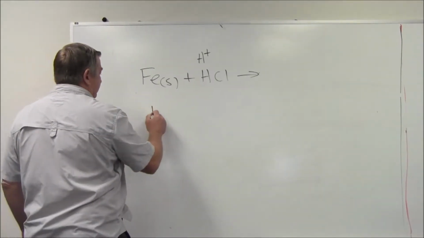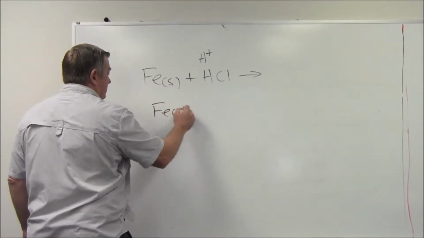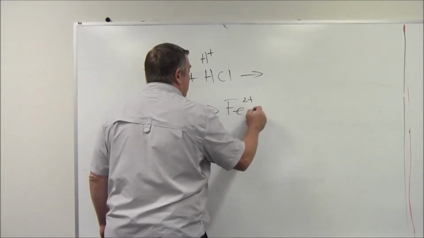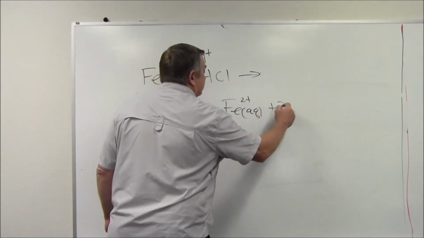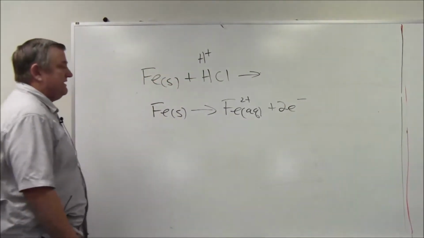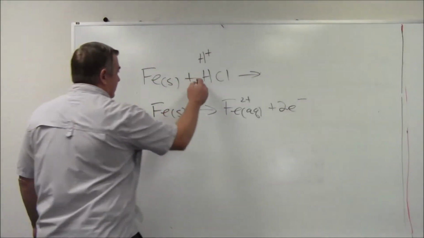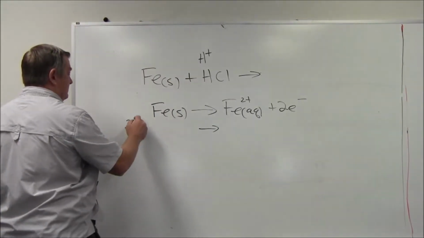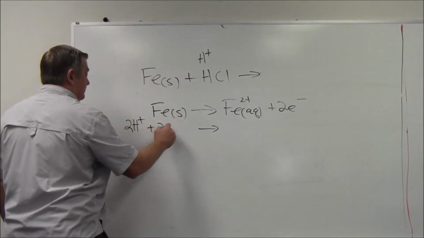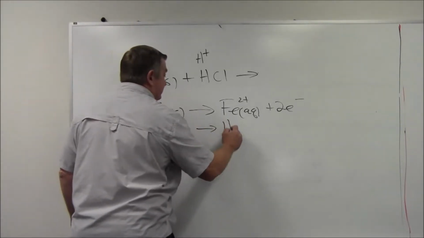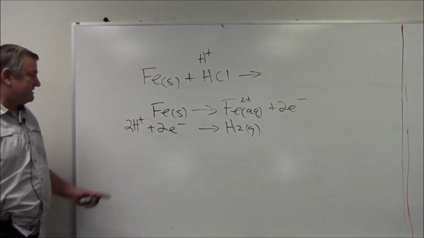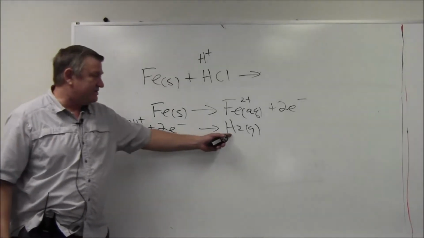So let's write the half reactions from the table. We've got iron going to iron 2 plus plus 2 electrons. Okay, that's right out of the table. And then the acid one we flip. 2H plus 2 electrons give H2 gas. See that? And it's got to be 2H plus because H2 here.